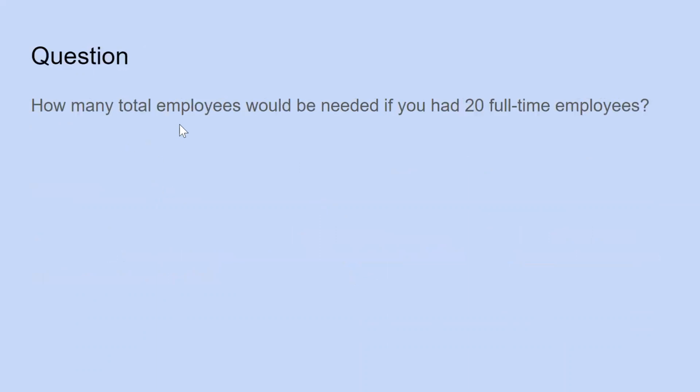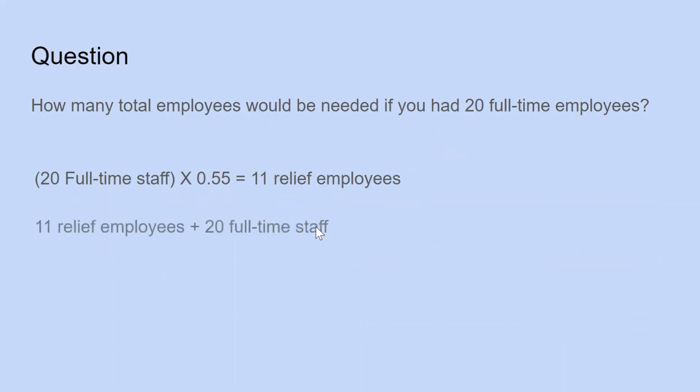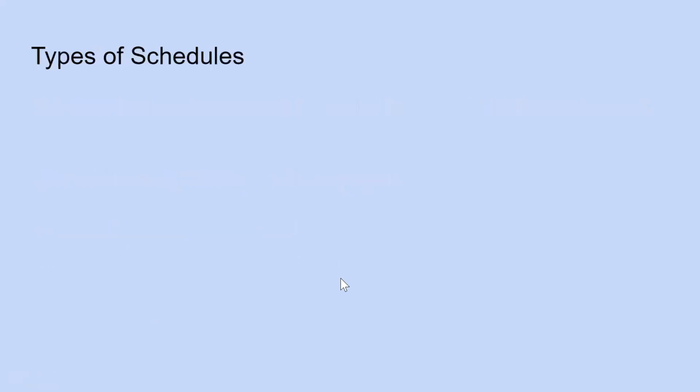So we have a question: how many total employees would be needed if you had 20 full-time employees? So what we're going to do here is take our 20 full-time staff, multiply it by 0.55, and get 11 relief employees. So to get the total number of employees, we're going to take those 11 relief employees plus our 20 full-time staff to come up with 31 total employees.